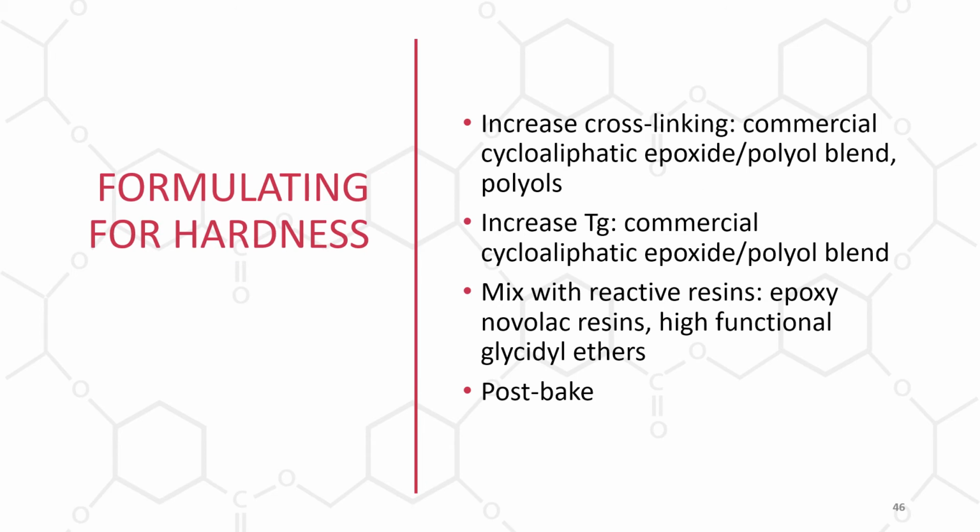If you want to formulate for hardness, some of the ways you can approach that is by increasing the cross-linking. So using a commercial cycloaliphatic epoxide polyol blend, different types of polyols. You can increase the Tg. You can mix in reactive resins such as epoxy novolac resin or highly functional glycidyl ethers. And finally, you can post-bake your cure. So after you coat, you expose it to UV light, you just place your coating in an oven, post-bake it, and that tends to increase the hardness.